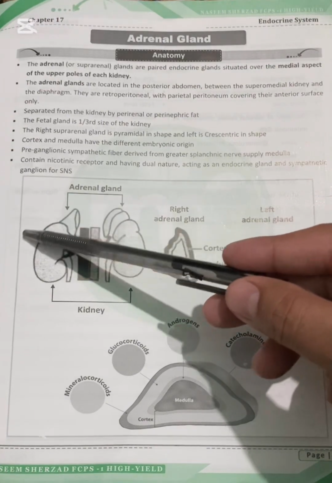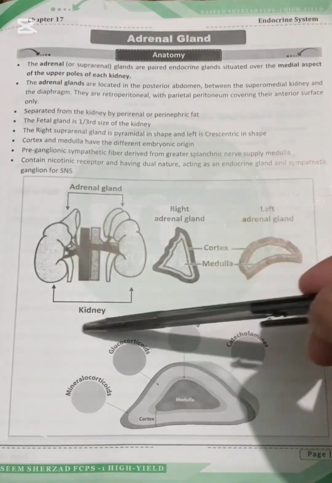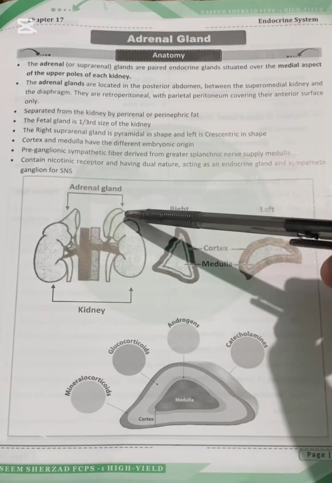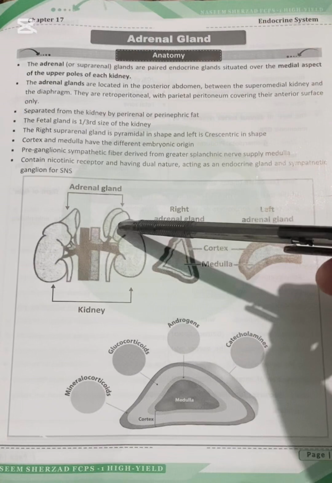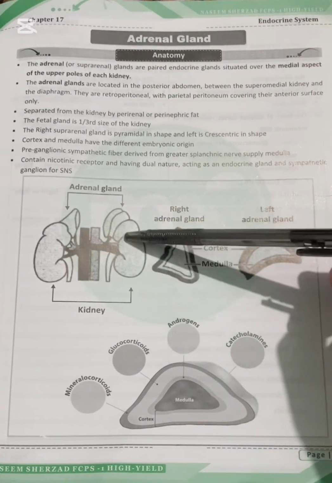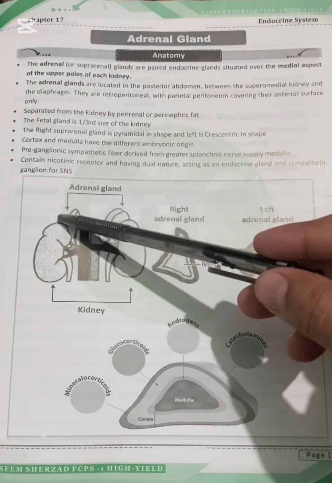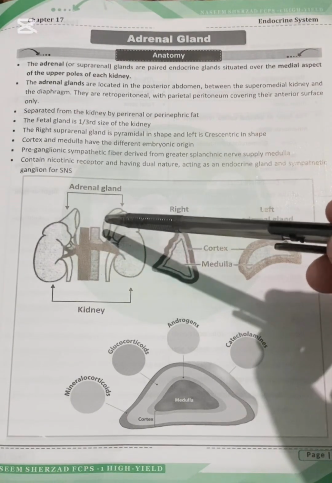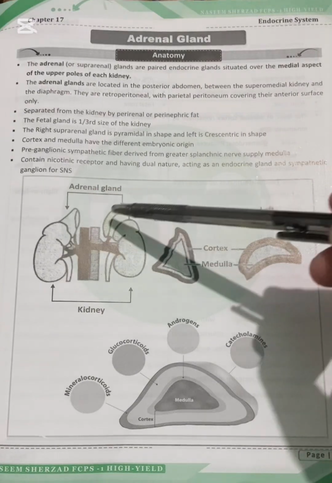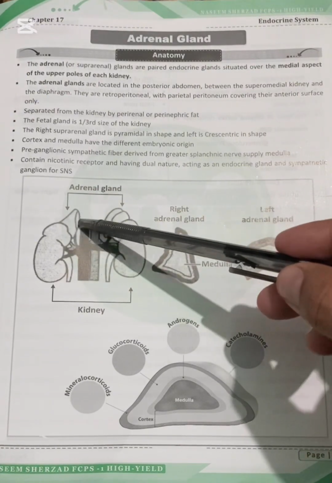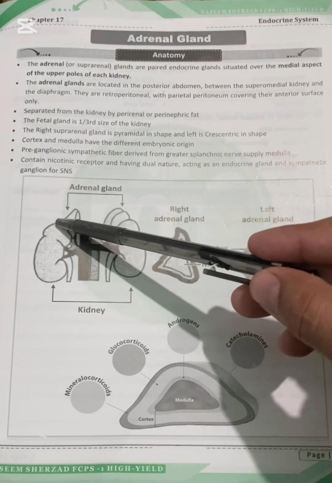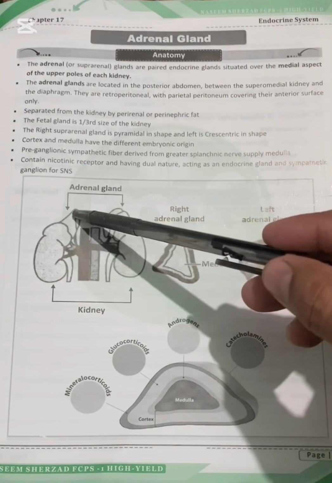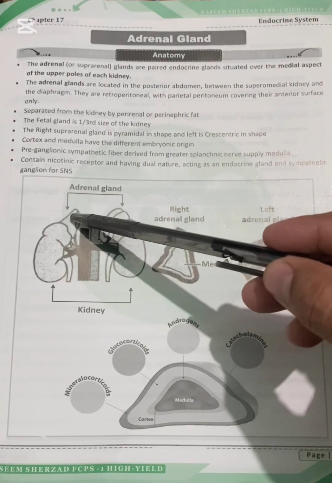And we also know that the kidney as a whole is located in the retroperitoneal space. Retroperitoneal means outside the peritoneum, right? So if the kidney is located outside the peritoneum, the adrenal gland will also be outside the peritoneum, a retroperitoneal organ. Regarding the separation from the kidney, the adrenal gland is separated from the kidney just by perinephric or perirenal fat.